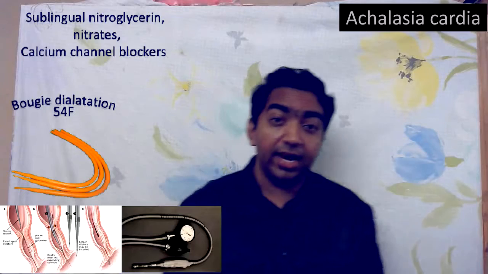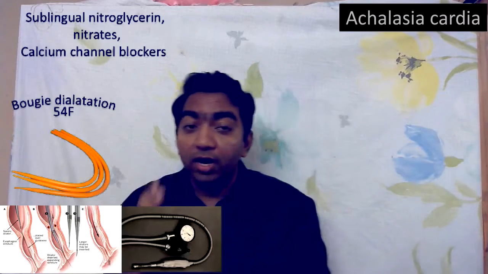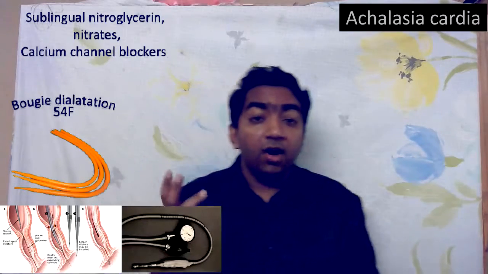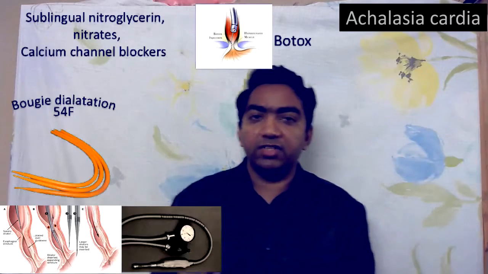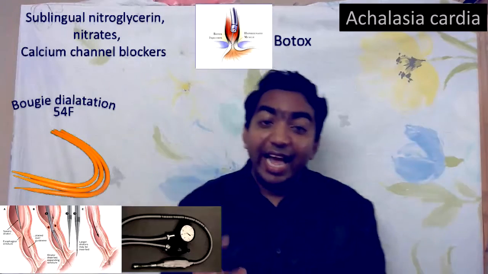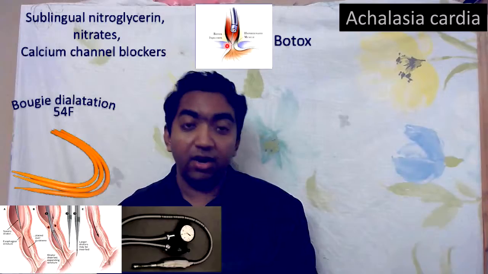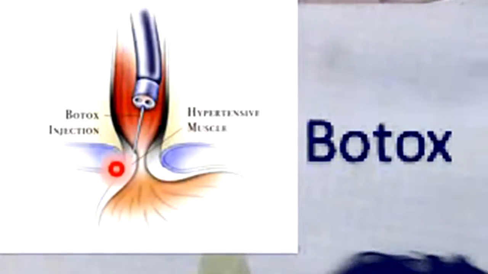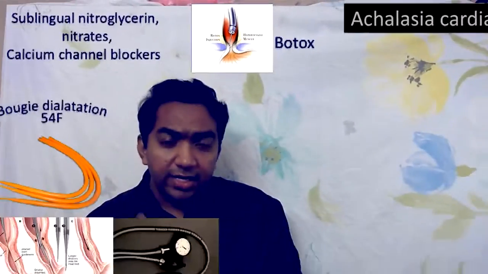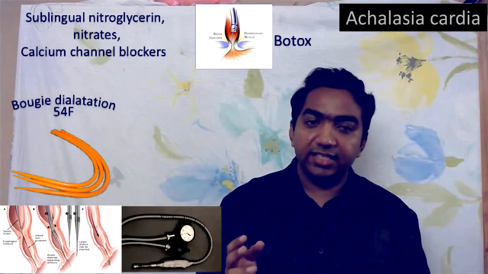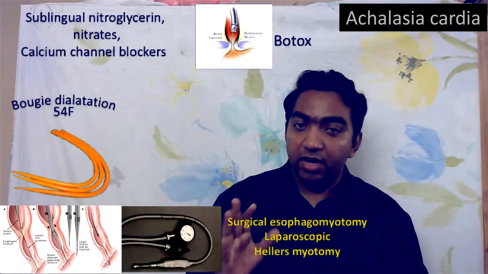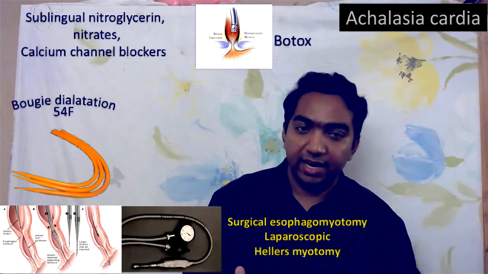What is achalasia cardia? Achalasia cardia is due to the non-relaxation of the lower esophageal sphincter. So, botulinum toxin is given endoscopically in order to relax the lower esophageal sphincter. Is there any role of surgical management? Yes, surgical esophagomyotomy is many times the treatment of choice in achalasia cardia.